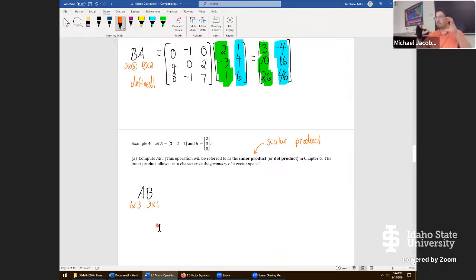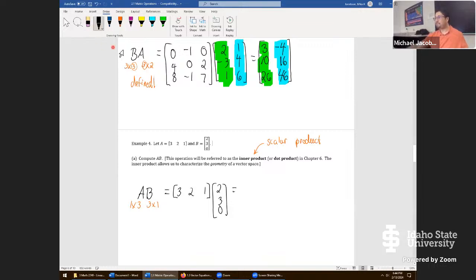This is the one time where we're not even going to put a bracket around it. If we're getting a 1x1 matrix, a bracket around it just seems silly at that point. We'll drop the bracket. But before we get there, let's write out A, it's 3, 2, 1. Write out B, it's 2, 3, 0.